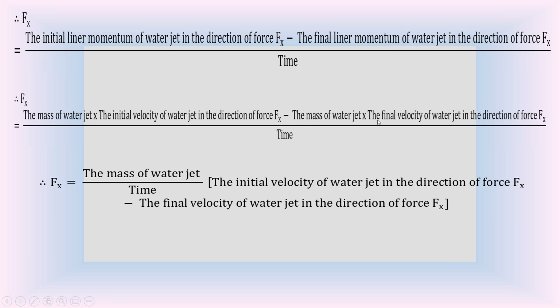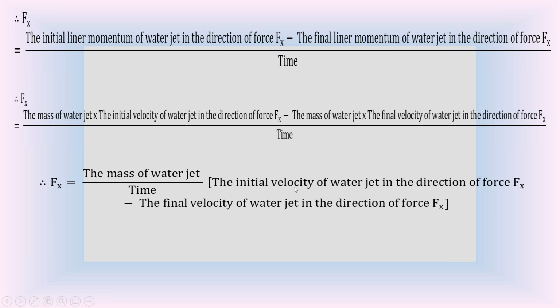mass of water jet into the final velocity of water jet in the direction of force Fx, divided by time. In the numerator, take this mass of water jet common. In the two terms, we have this mass of water jet. Take that as common. So this right hand side becomes mass of water jet divided by time into initial velocity of water jet in the direction of force Fx minus final velocity of water jet in the direction of force Fx. So check these two velocities carefully.